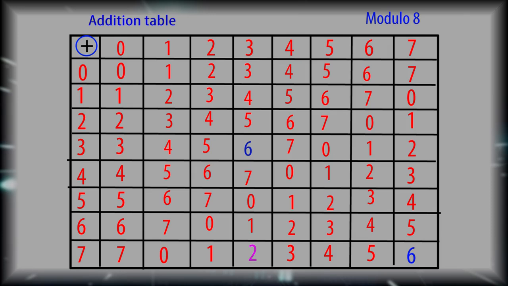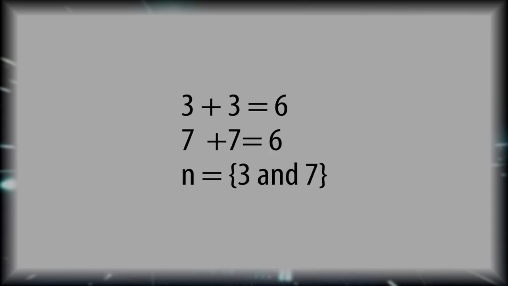Now with observation, we find that 3 plus 3 is 6. So one of the values of n is 3. Again, 7 plus 7 is 6. So another value for n is 7. Now these are the only two numbers that add to themselves to give us the answer 6. So our final answer is 3 and 7. But we put them in curly brackets, as you can see.